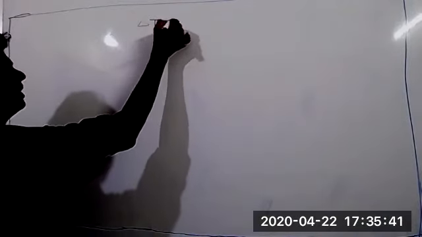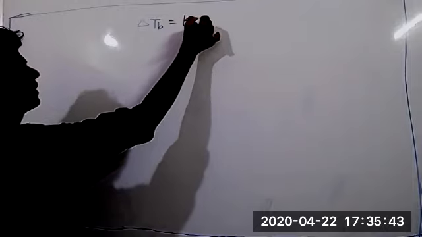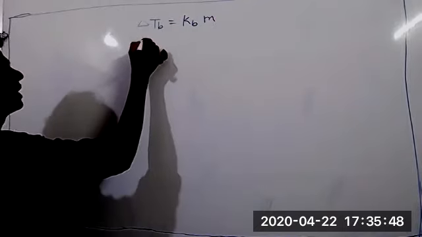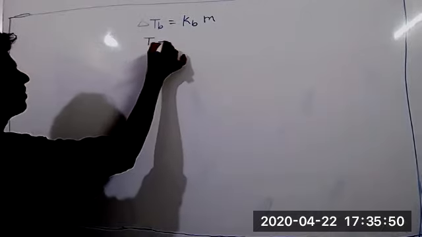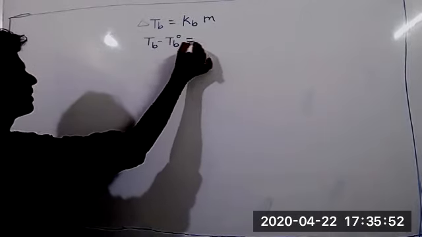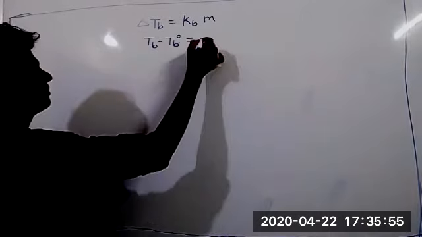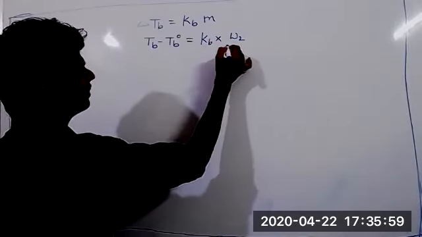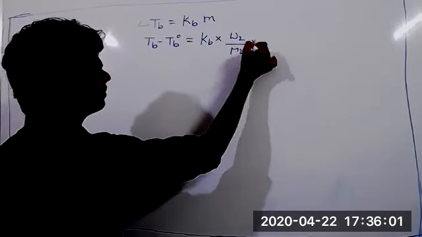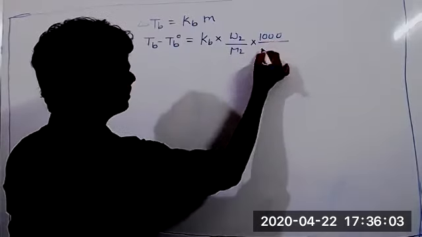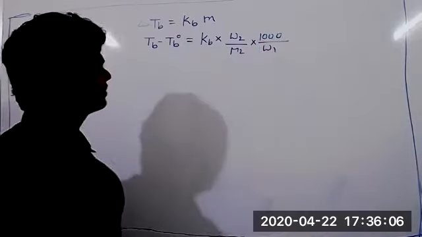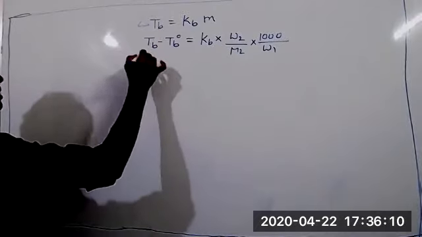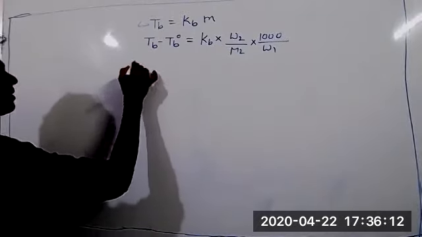Delta TB is equal to KB into M. Delta TB, we may write as TB minus TB0, is equal to KB into W2 by M2 into 1000 by W1. This is the formula for the calculation of elevation of boiling point.